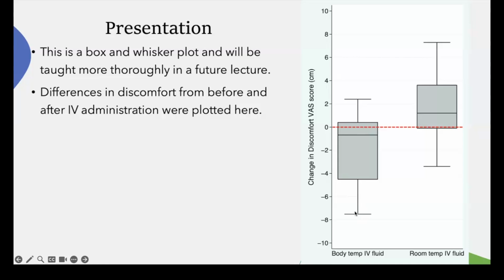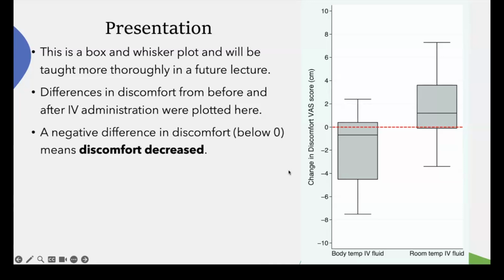So what we see happening here is that when body temperature IV fluid was administered, most of those 27 patients, you see how most of this graph is below the red line? Most of them had improved in their discomfort score, whereas with the room temperature IV fluid, most of the patients, most of the 27, you can see most of this graph is above the red line. Most of them were more uncomfortable after getting the room temperature IV fluid. So we see a big difference. And this is a visual representation of that difference.